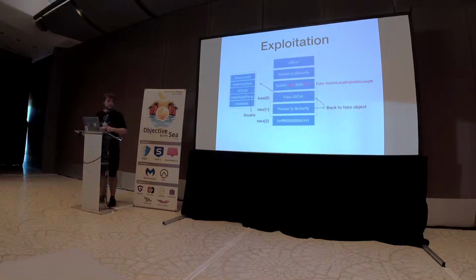And then we put our fake vector length and public length in the container object as the value prior to the fake JSC header. And we also control the indexing type of our fake JSC to be of double type. And now we can access our fake object as an array, and all accesses there will result in a double value being returned to JavaScript.